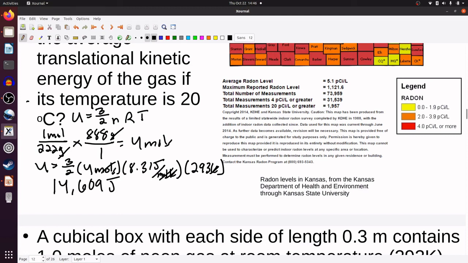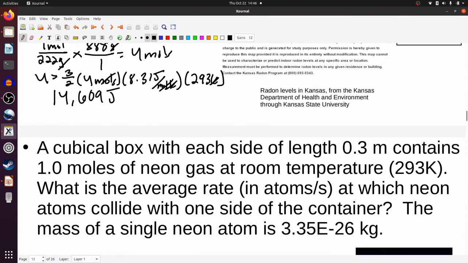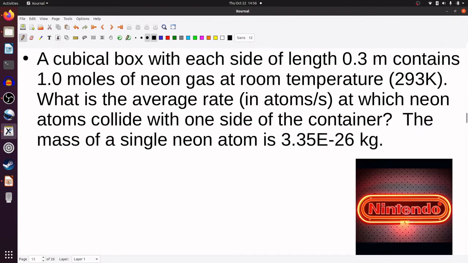And yeah, it did ask for the translational kinetic energy, but remember that is the internal energy, all things being equal. So we could use the U equation, instead of what I showed you earlier. But don't worry, we're going to use that now. All right. Last problem.